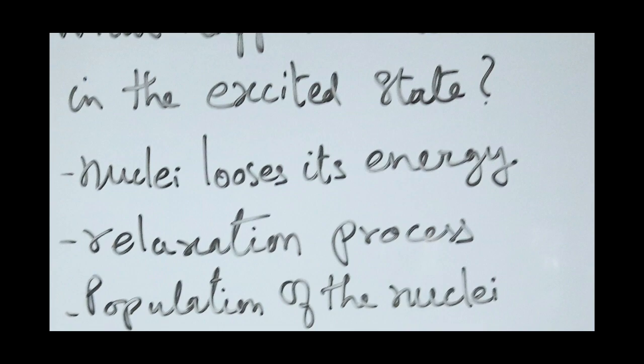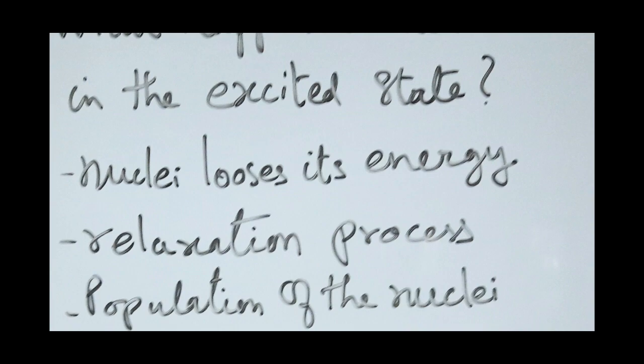If the nuclei lose their energy in the excited state and come to the ground state, then the number of nuclei in the ground state will be more than the number of nuclei in the excited state. This is called the population difference or population level. You may study all these things, how to calculate the number of nuclei in the ground state and the excited state using the Boltzmann statistics equation, in physical chemistry spectroscopy. You have calculations also.